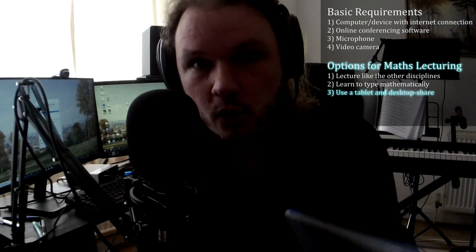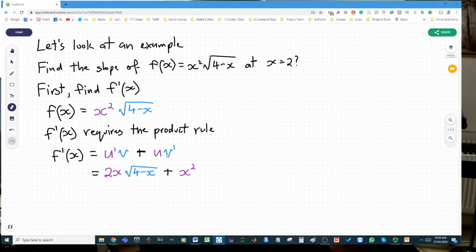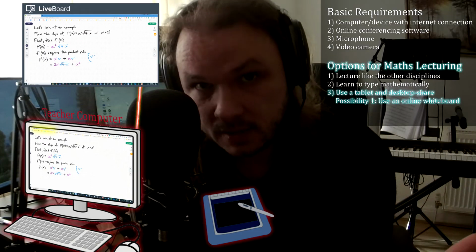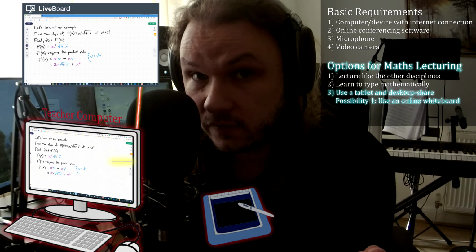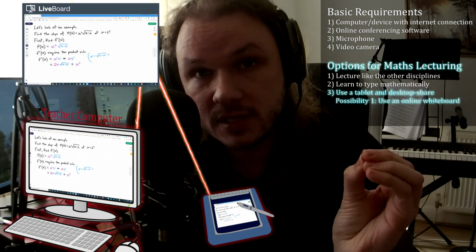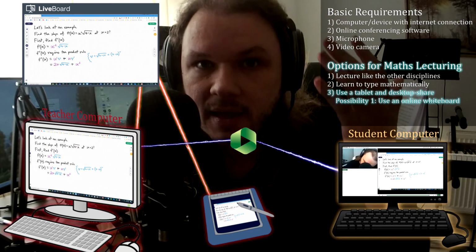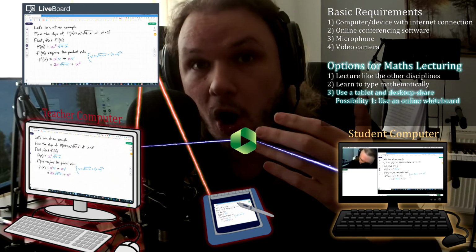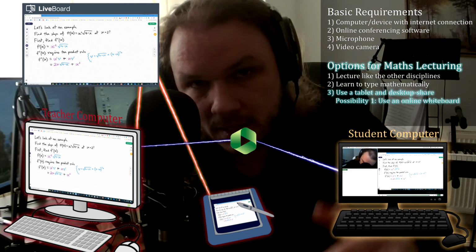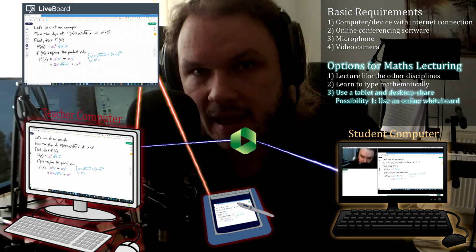Well, there are two possibilities. Possibility 1 is to use an online whiteboard like Liveboard, which I'm using here, or BitPaper will also work. The idea is you simply create a board from your computer, then you send the link to yourself, open it on your tablet, and then you have two devices logged in able to contribute to the interactive whiteboard. I then share the view of the whiteboard on my computer with my students, and I effectively can now write on my tablet and my students can see what I am writing.